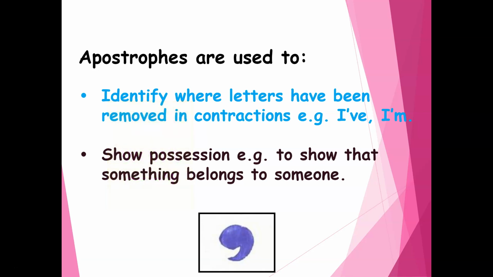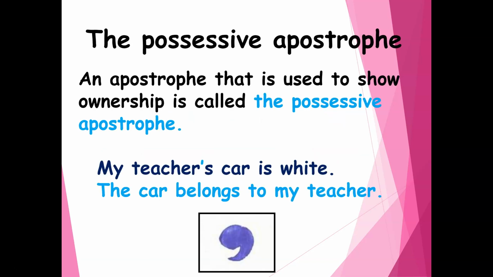Apostrophes are also used to show possession. For example, that something belongs to someone. The possessive apostrophe is an apostrophe that is used to show ownership. My teacher's car is white. This possessive apostrophe tells the reader that the car belongs to my teacher.